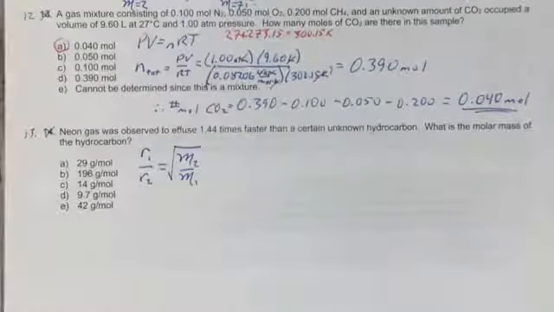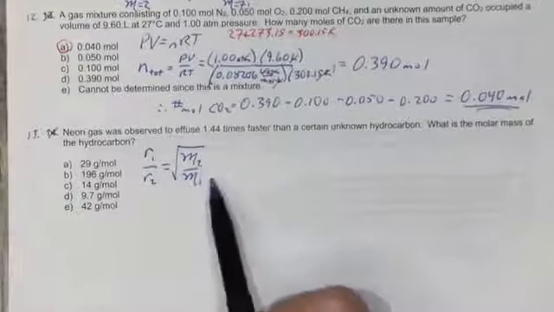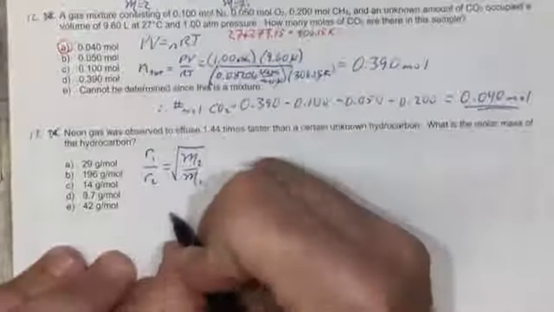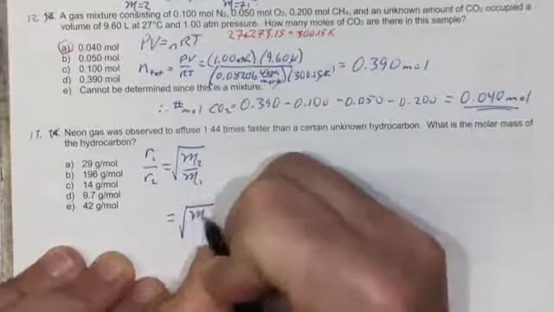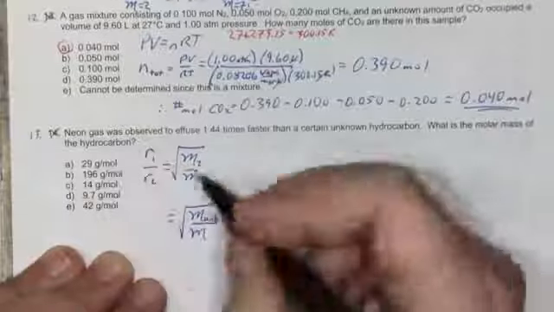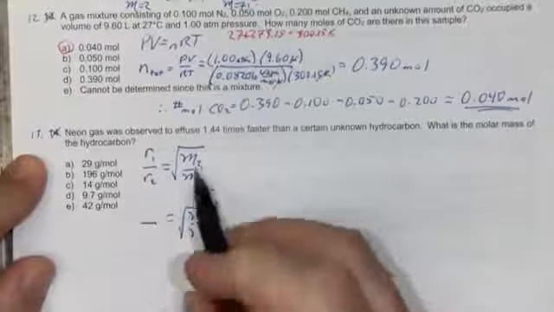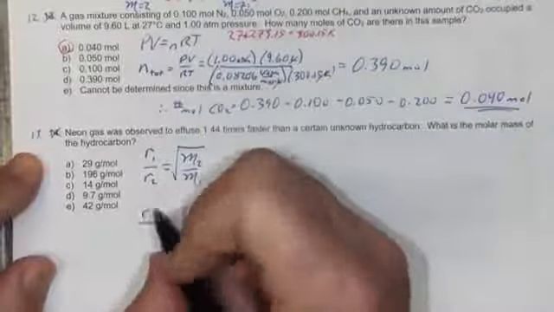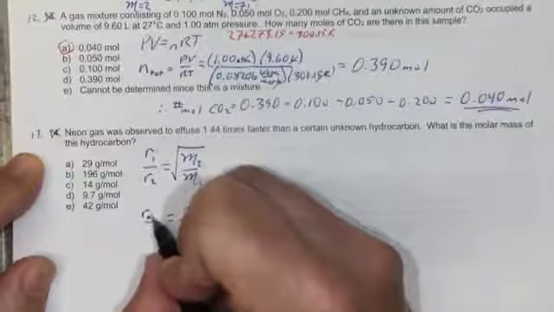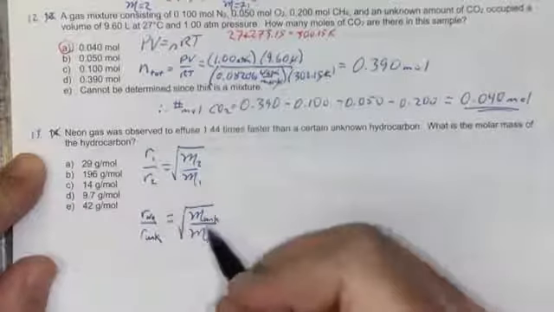Now let's relate this to what we're looking for. We're looking for the molar mass of an unknown hydrocarbon. Now, if you're solving for an unknown and you have a choice, it's easiest to let the unknown be in the numerator. So over here, I'm going to put the square root of the molar mass of the unknown, that's what I'm looking for, divided by the molar mass of neon gas. And over here, there's this inverse relationship. Neon's in the denominator here, so the rate of effusion of neon divided by the rate of effusion of the unknown. So this is the relationship that we have.